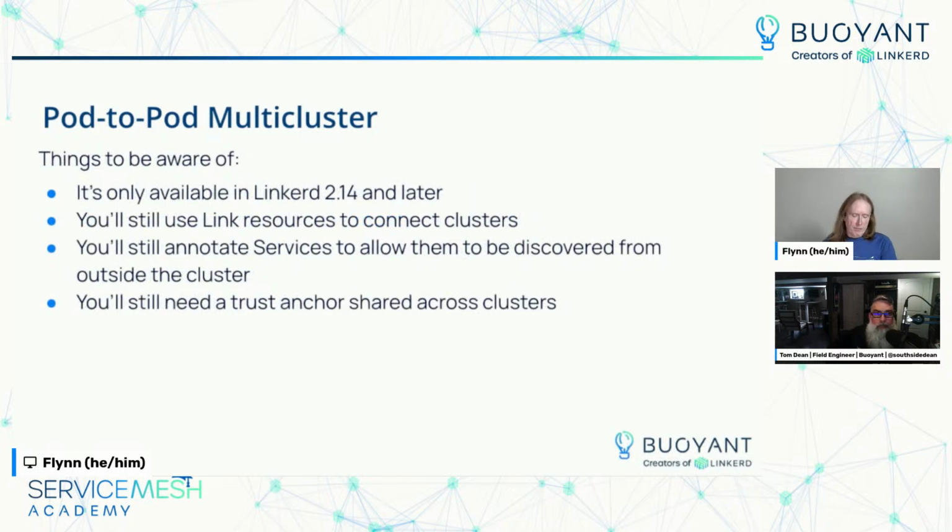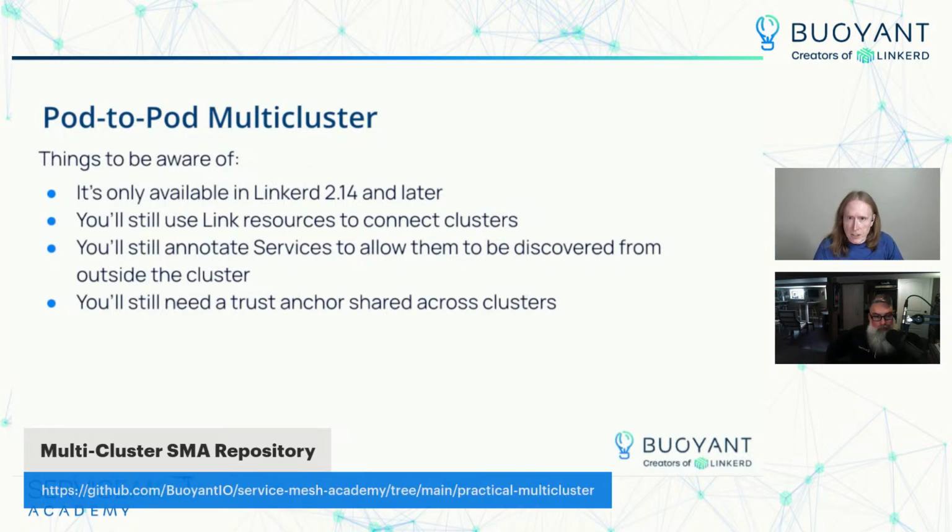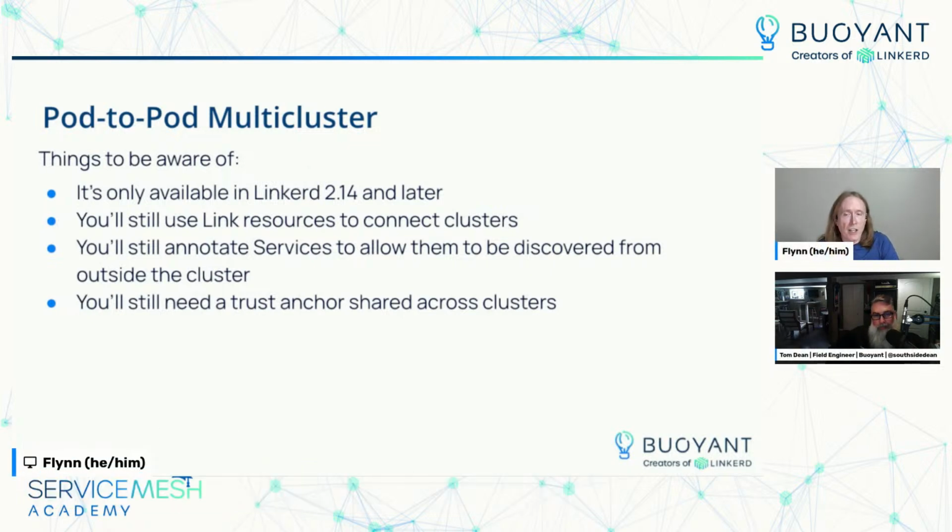Some things to be aware of. This really should be titled any sort of multi-cluster, things to be aware of. Pod-to-pod is only available in 2.14 and later, like I said. We're going to see examples of some of this stuff, but there's a Linkerd multicluster link resource that gets used in both of them to connect clusters together. You still have to, it's actually the labeling services. I'm terribly sorry, I lied. You put a label on a service in one cluster to allow it to be exported into other clusters.